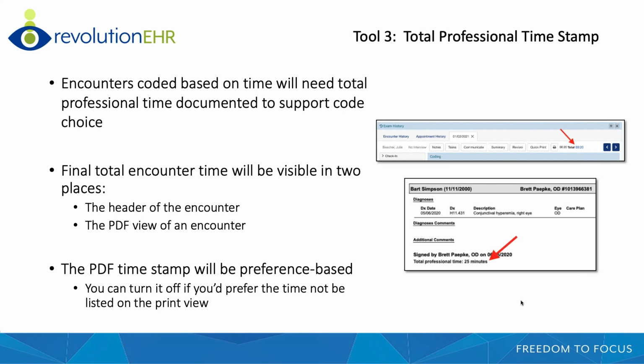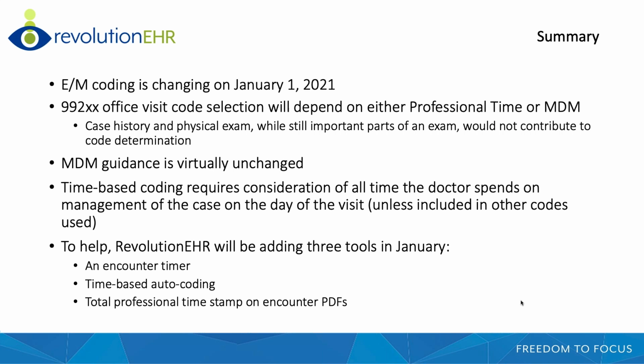So said differently, the preference will allow you just to turn it on for audits and turn it back off if that's the procedure that you choose to follow. So let's summarize all that. Evaluation and management coding is changing January 1st, 2021. Remember, those are your 99,000 series office visits. If you joined us late, this does not impact general ophthalmological services, those 92,000s.